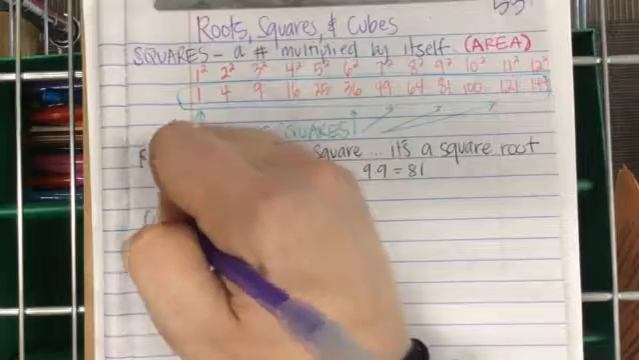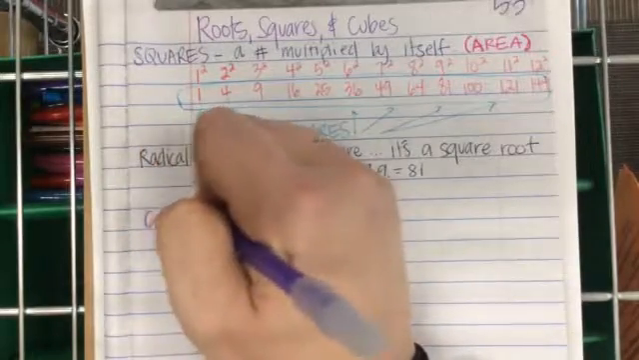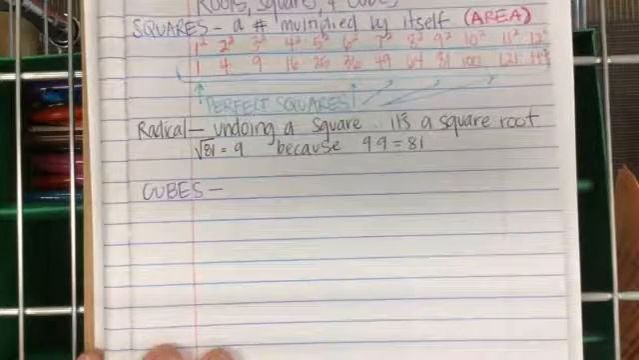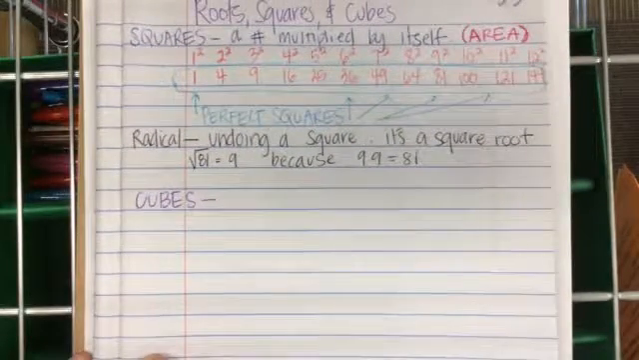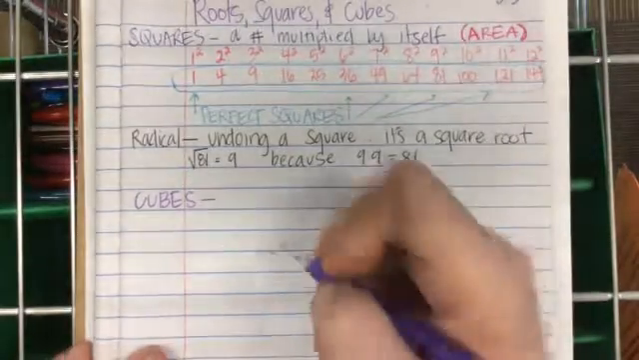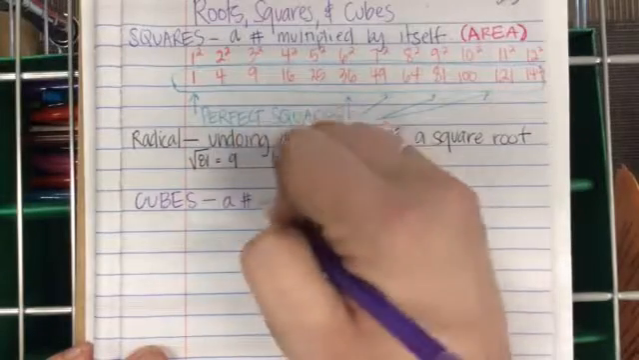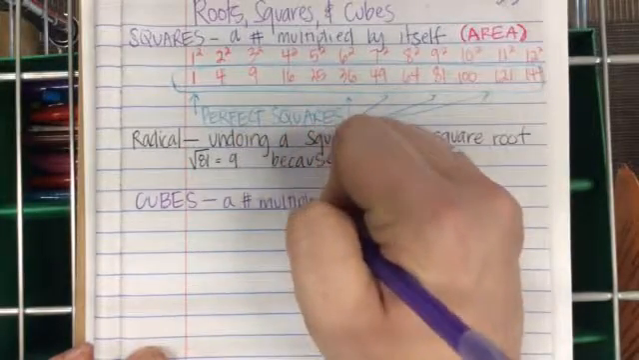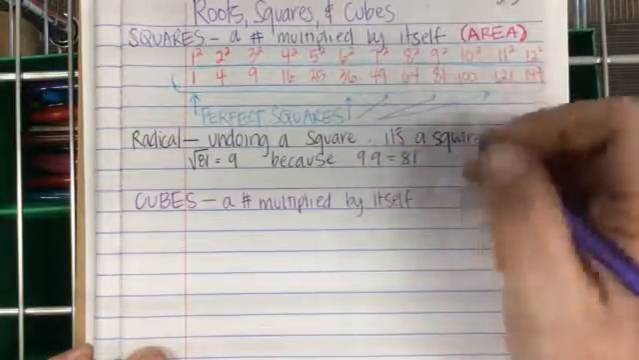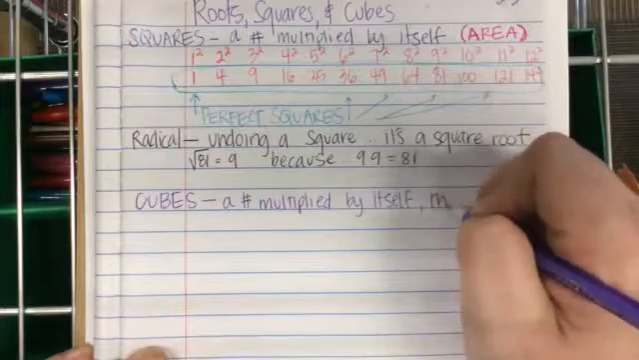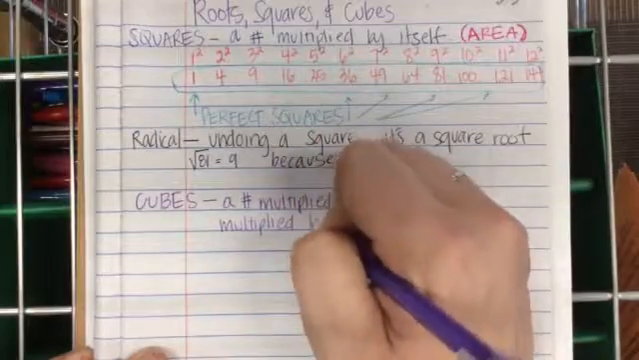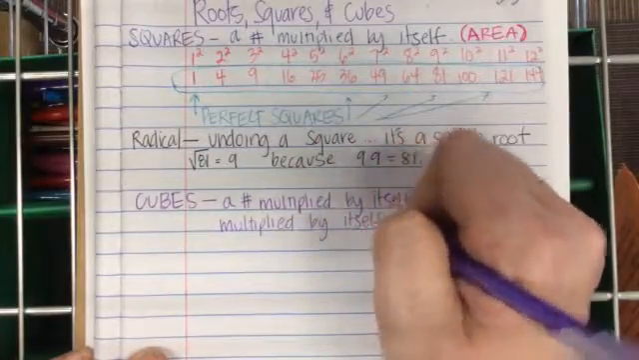So we're going to take it a little step further and we're going to talk cubes. And a cube is a number multiplied by itself, then multiplied by itself again.